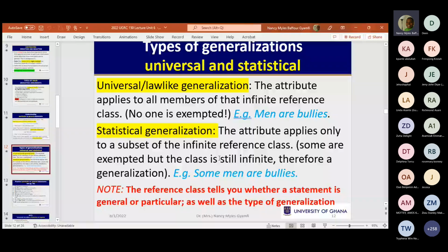Statistical generalization. Few Ghanaians like pineapple. Most women, 2 out of 10 bananas have done so. So when I speak that to you, I'm speaking generally. It's still a generalization, but I have exempted some members from that general class. That is what makes one a statistical generalization. And the other one, what? A universal, law-like. It doesn't leave anybody out. That's it. Okay, so we gave you some examples.